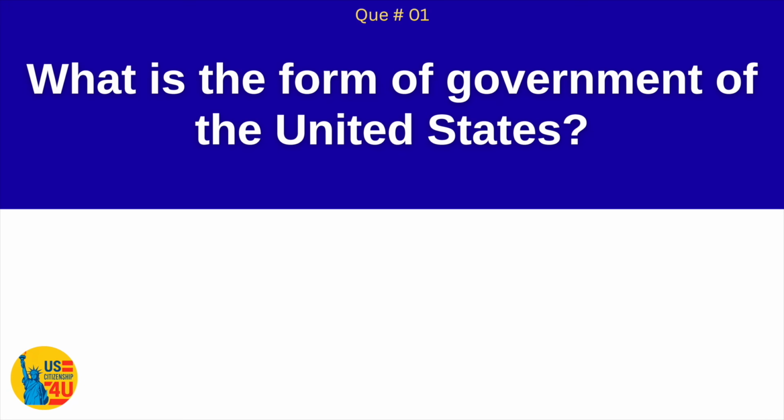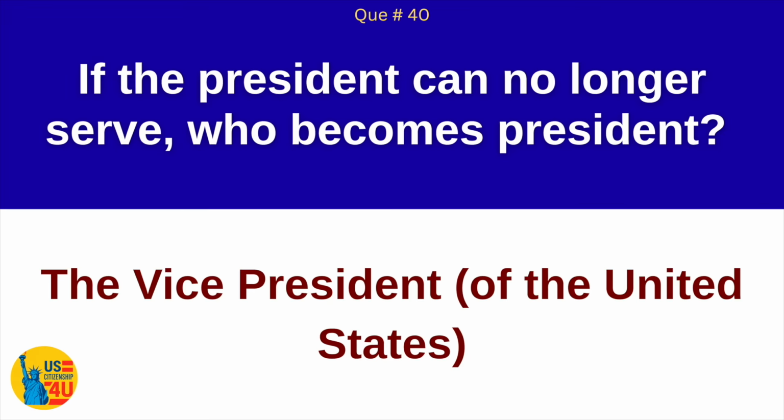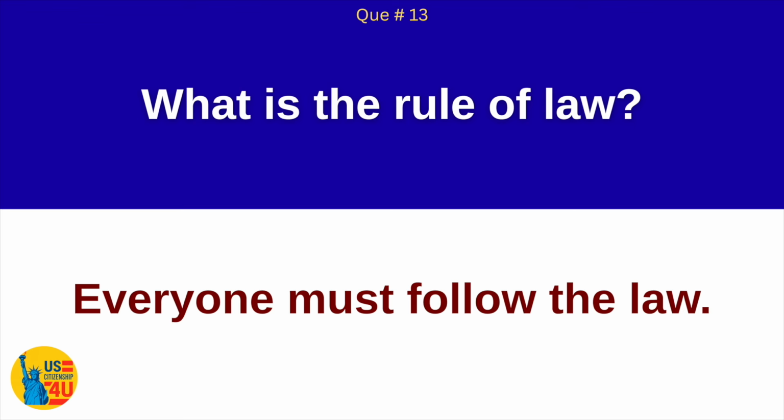What is the form of government of the United States? Republic. If the president can no longer serve, who becomes president? The Vice President of the United States. What is the rule of law? Everyone must follow the law.